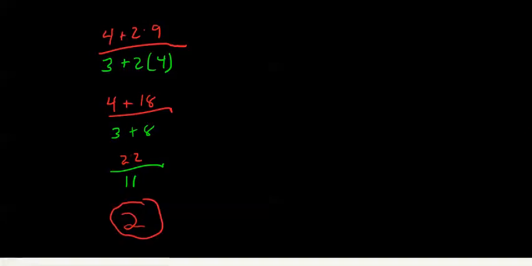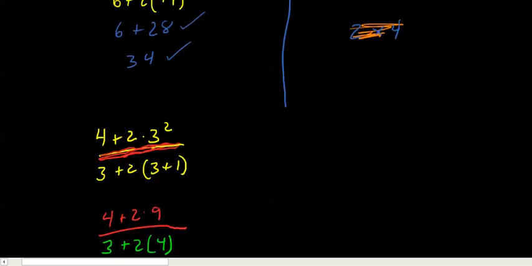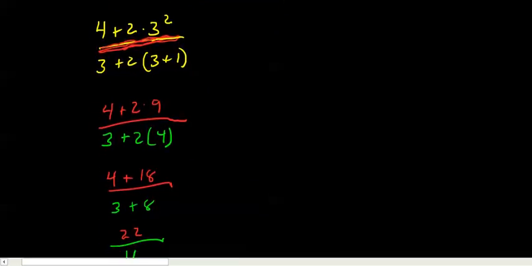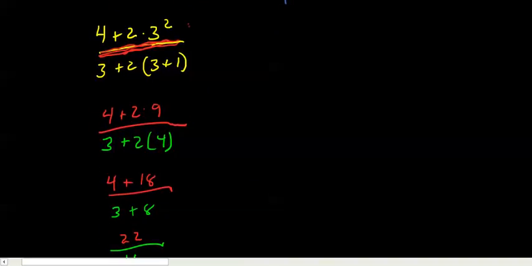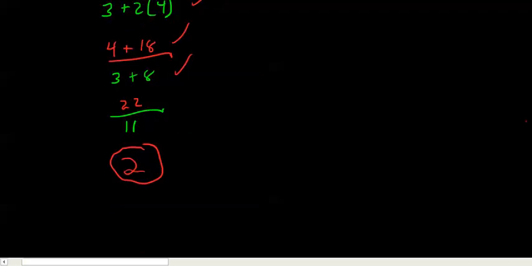is 2. Notice the entire problem. I wrote the numerator, I wrote the denominator. Numerator, denominator. And each step along the way, on the numerator I did one step at a time. At the same time I did the denominator one step at a time.